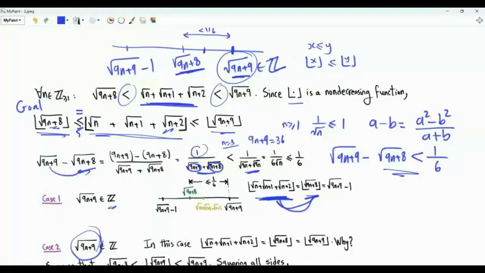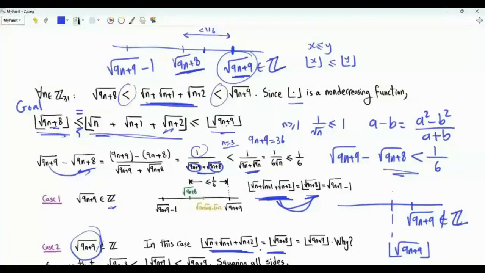What if this square root is not an integer? The claim is that this floor of interest is still equal to the floor of the square root of 9n plus 8. What is a challenge to this claim? Here is the square root of 9n plus 9. Now it is not an integer. Here is its floor. If the square root of 9n plus 8 is here, we have no problem because the sum of the three square roots is between these two guys, now with the same floor.